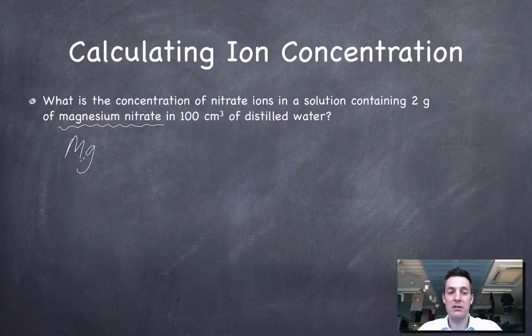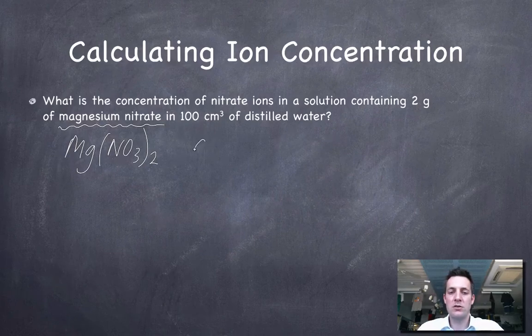And if I don't know the formula of the ions, I'm really not going to get very far with this question. Magnesium nitrate would have that formula because this is a 2+ ion and this is a 1- ion. Once I dissolve it in water, it's all going to split up. It's going to give me 1 magnesium ion and 2 nitrates. I'm trying to find the concentration of nitrate ions only, not of the whole substance.